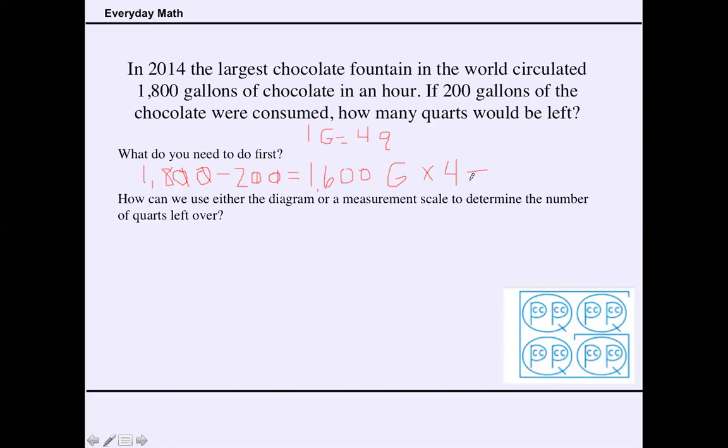Now, 1,600 times 4 seems like a lot. But like we did before, if I just hold on to these zeros for a minute and do 16 times 4, 16 plus 16 plus 16 plus 16, or 16 times 4 is 64. I add back in my 2 zeros. So how many quarts would she have left? She'd have 6,400 quarts left. How can we use either the diagram or measurement scale to determine the number of quarts left over?